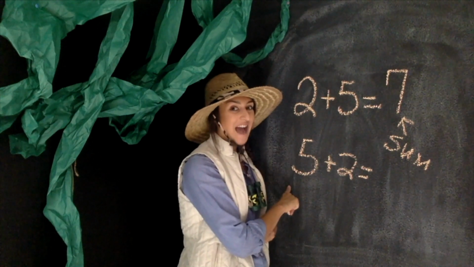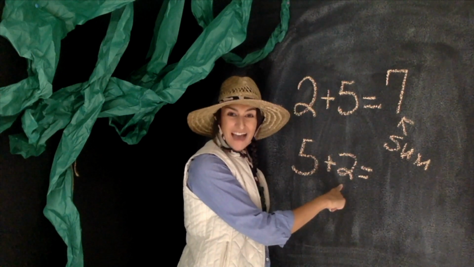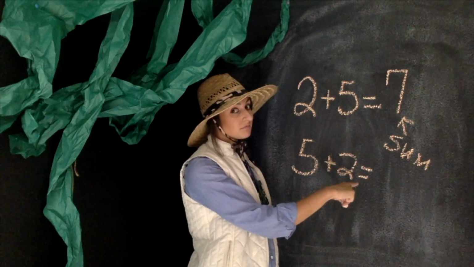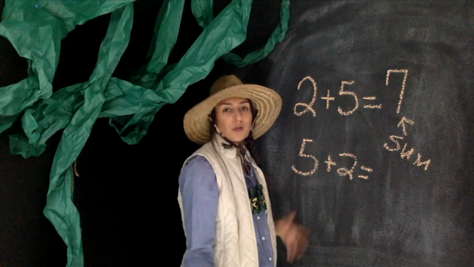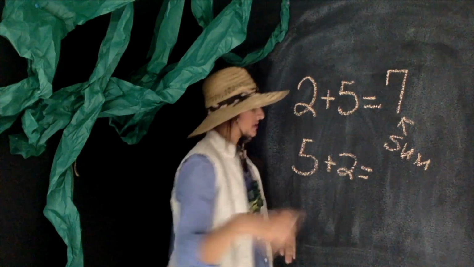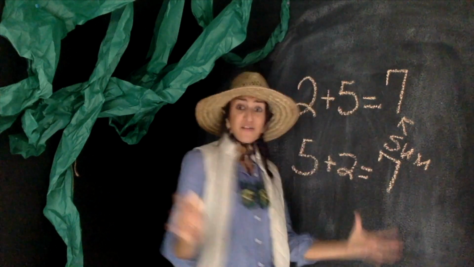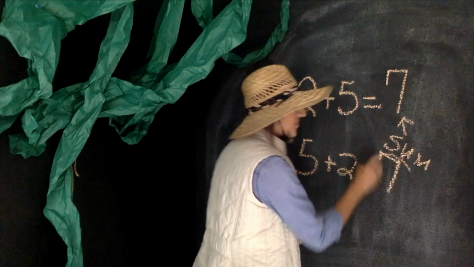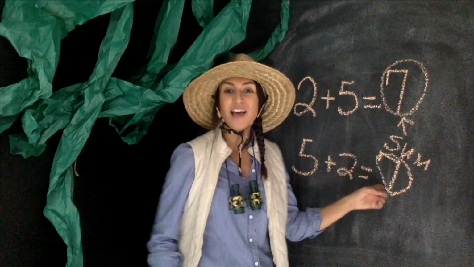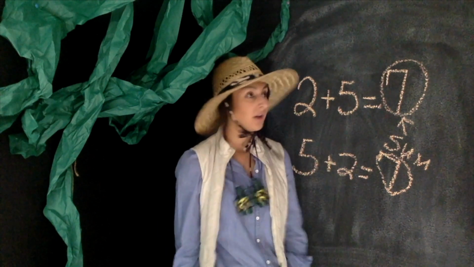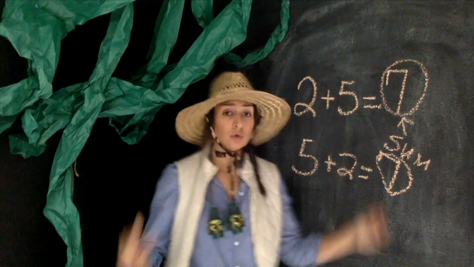All right, let's write our number sentence. So 5 dots plus 2 dots equals, I know, you know this. 7 total dots. Look at that. Still, the sum never changes. Gotta love that commutative property.